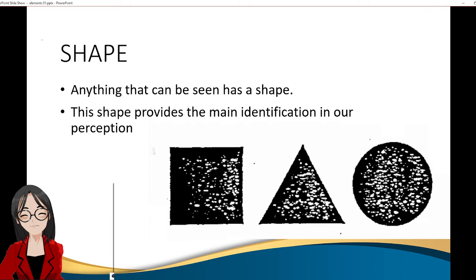Okay, I think we are all familiar with shape. Anything that can be seen has a shape. This shape provides the main identification in our perception. So, you can see we have Squid Game. Squid Game, no? It looks like Squid Game. It has a square, a triangle, and a circle. Okay, so those are, of course, the basic shapes, right?